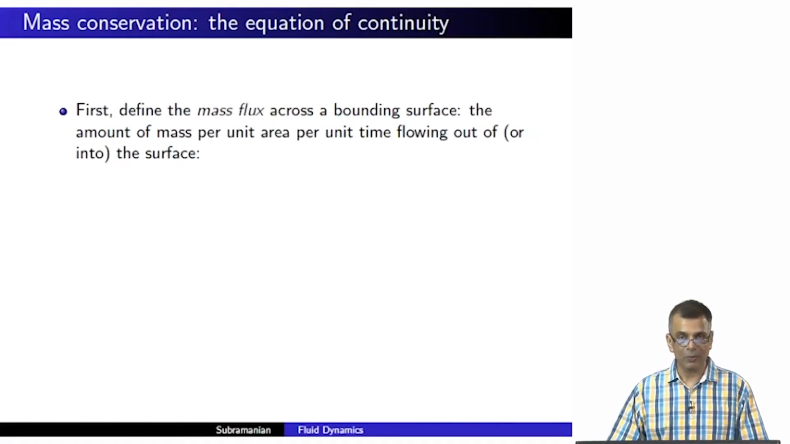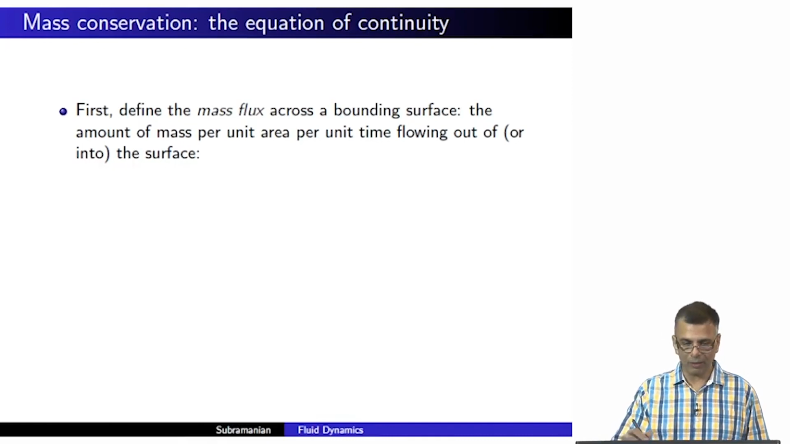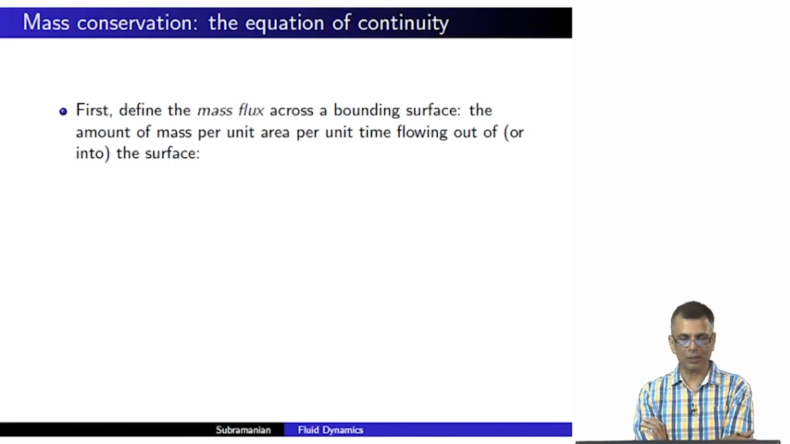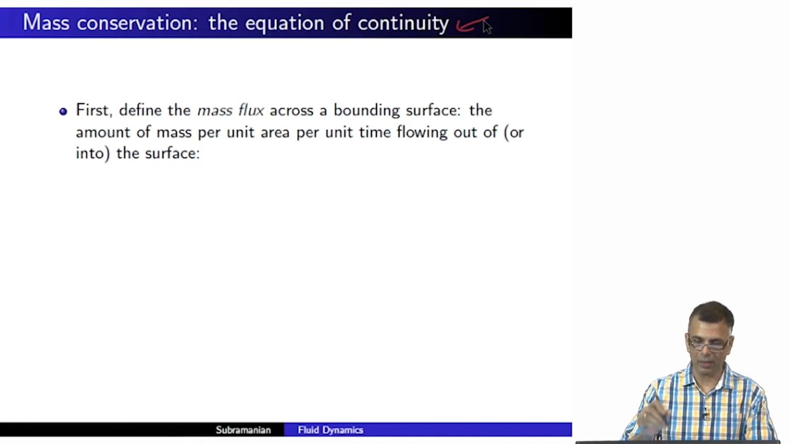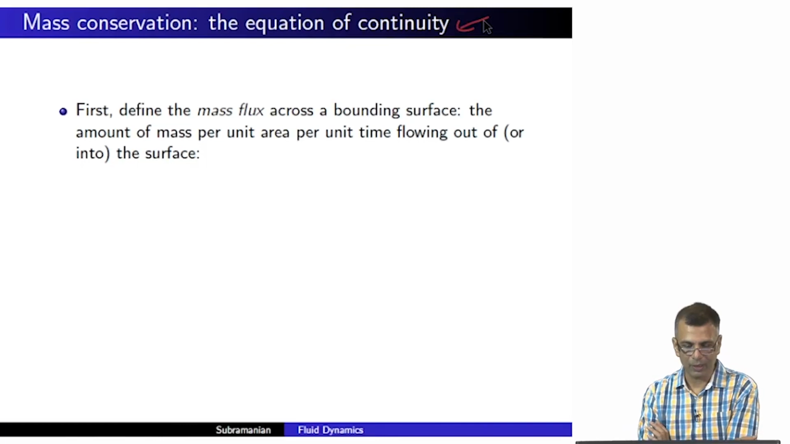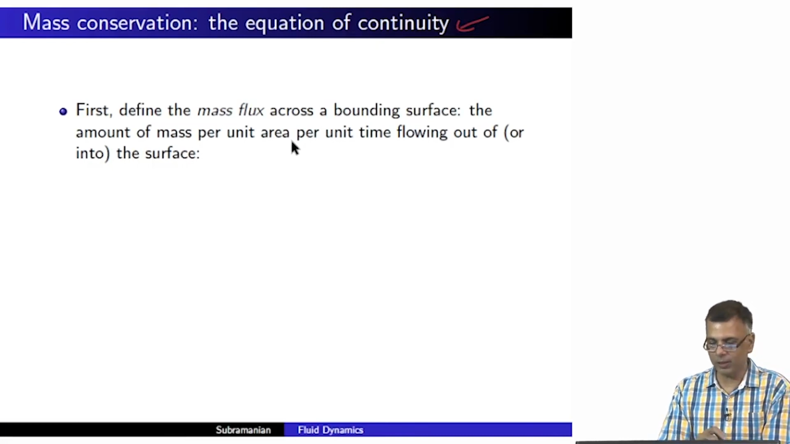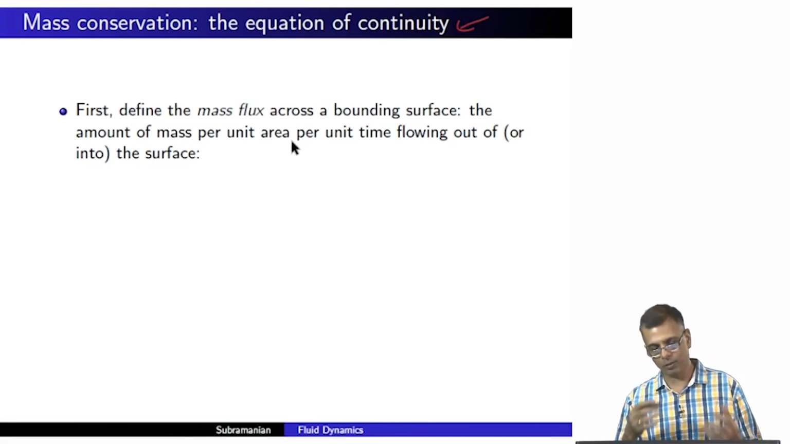So hello, we're back, and as promised we will start talking about the mass conservation equation, the equation of continuity right here. Before doing this, I want to define a quantity called mass flux, or for that matter the flux of any quantity. It's defined as I've written here. It's the amount of mass per unit area per unit time flowing out of or into a surface.